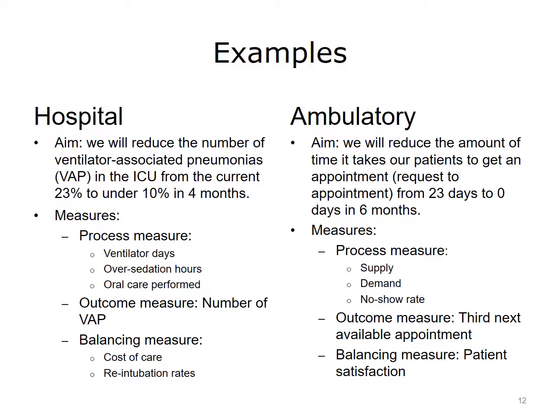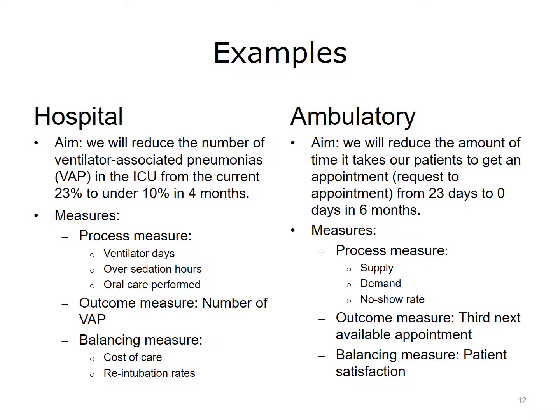In this case, staff members have chosen to use cost of care as a balancing measure, since there is a chance that by incorporating the changes they make to decrease the rate of VAP, the cost of care will improve. They also included the rate of re-intubation as a balancing measure, since it is possible that some of the changes they incorporate may cause patients to be extubated too soon. These are two examples of how balancing measures look at the rest of the system.